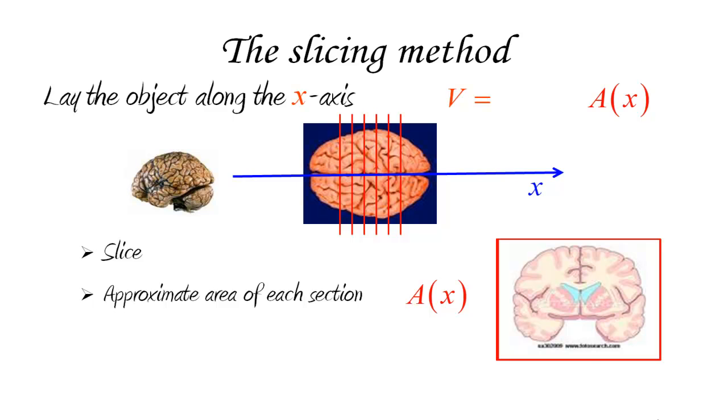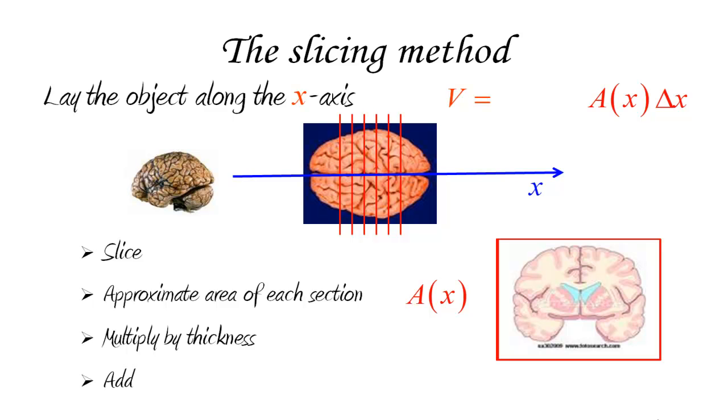We want to lay the object along the x-axis in such a way that, once we take these slices, their area is known. So let's say for each x, we know exactly what the formula A(x) is. At this point, the rest is easy, because it consists simply of multiplying by delta x, so that we end up with the volume of the slice. Remember, A(x) is just the area. We multiply by the thickness, which is delta x, and it gives us the volume.